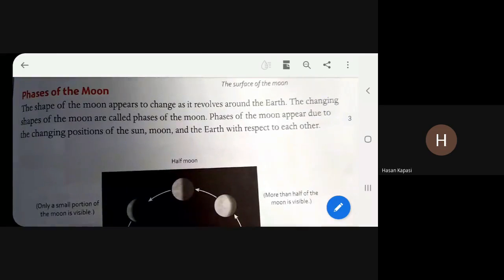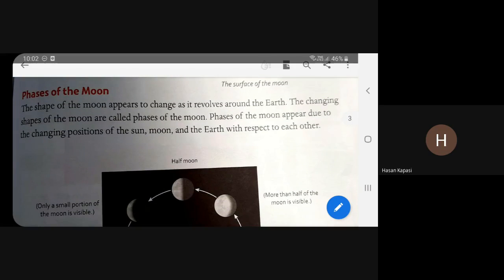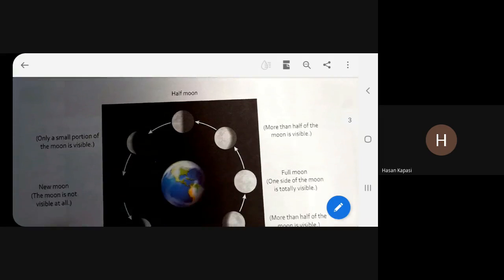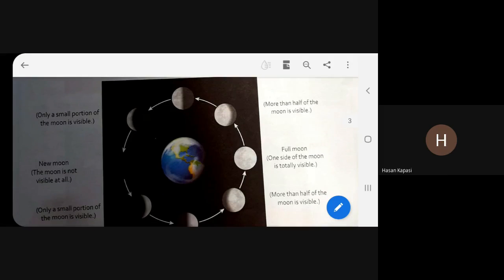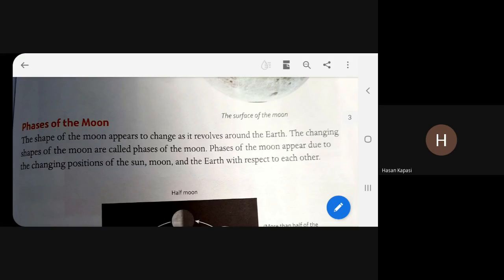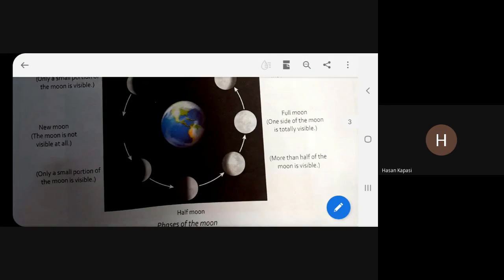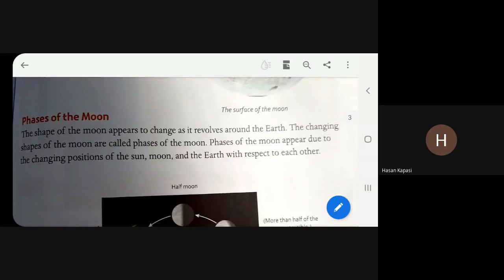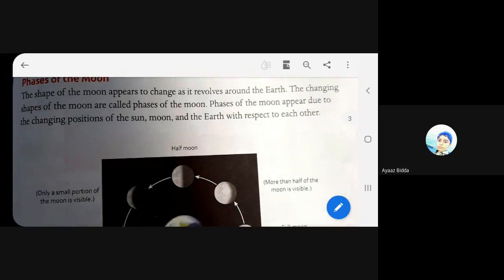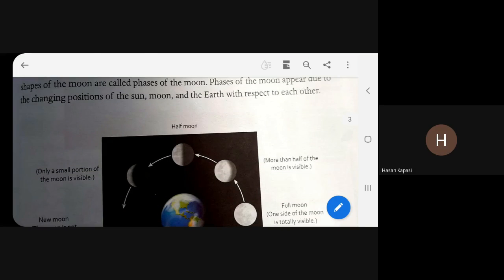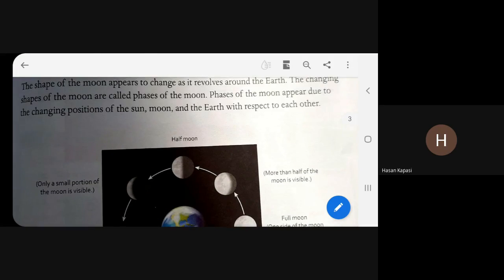Just after this fact, what did we learn? We learned about the phases of the moon. The moon appears different every day. It looks different every day, and it appears to change because it revolves around the earth. This changing shape of the moon is known as phases of the moon. And why do these things happen? Because they change their position.